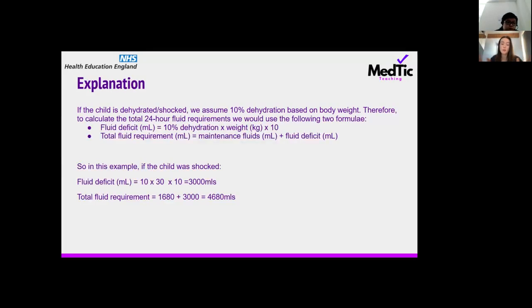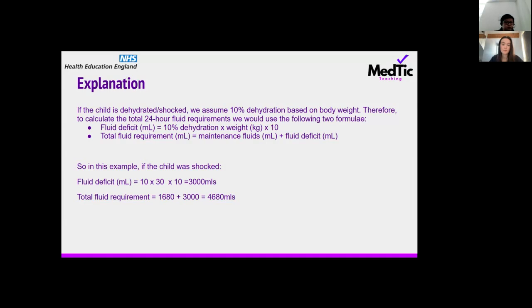So that means that their total fluid requirement is the maintenance fluids plus the fluid deficit that you've worked out. So if the child was dehydrated, in this case it would be 4,680 mils that they'd need during the day. Generally, the PSA usually just assumes that they're euvolemic, and it would be maintenance fluids, but occasionally there are a few practice questions that I did that assumed that they were 10% dehydrated. So it's just something to mention.